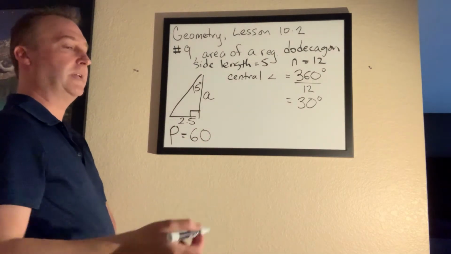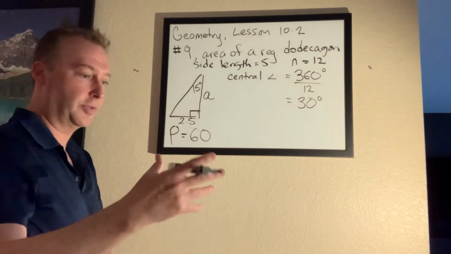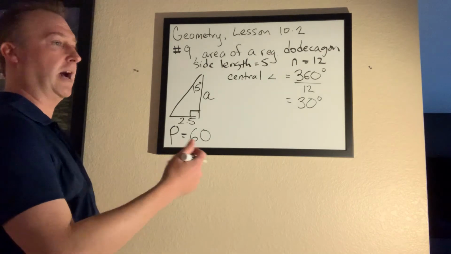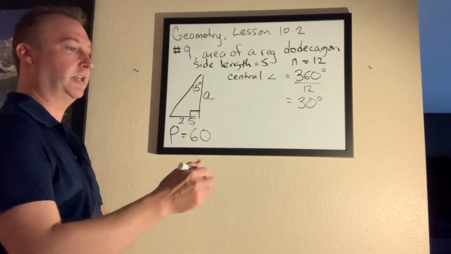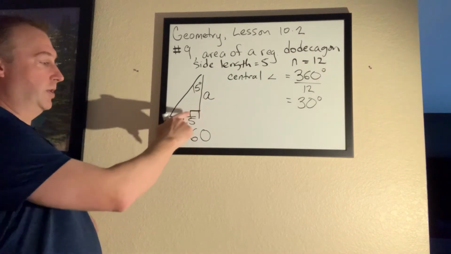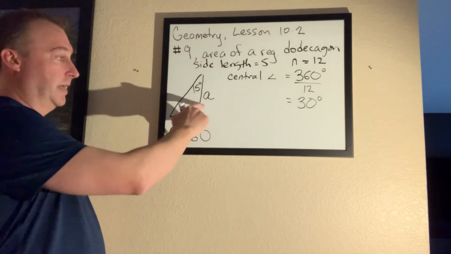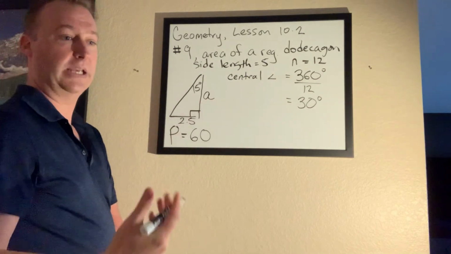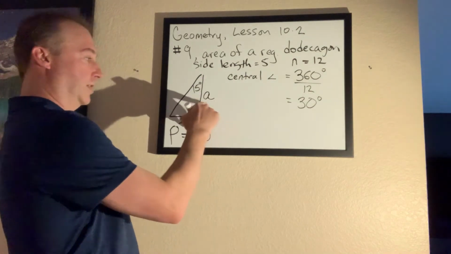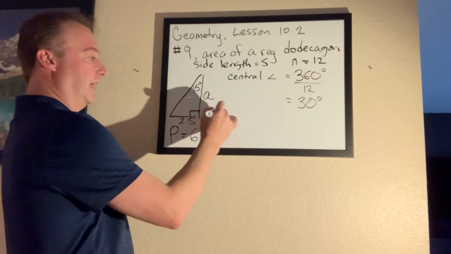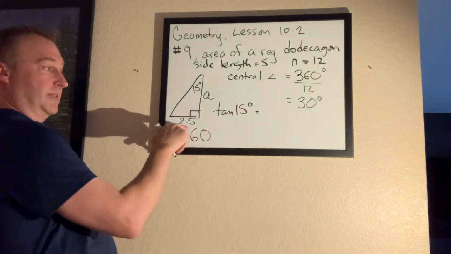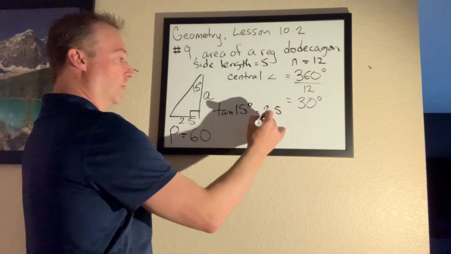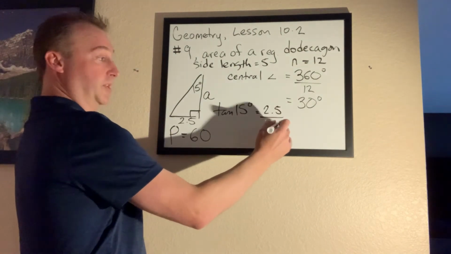Now we have to use trig. No 30, 60, 90 shortcuts we can do here. We have to use trig. So think SOHCAHTOA. Which trig function are you going to use? You got 15 degrees here. You got the opposite leg and you've got the adjacent leg, so that's going to be tangent. So here's how we set up for our apothem. We're going to say the tangent of 15 degrees is opposite 2.5 over the adjacent, which is A, the apothem.